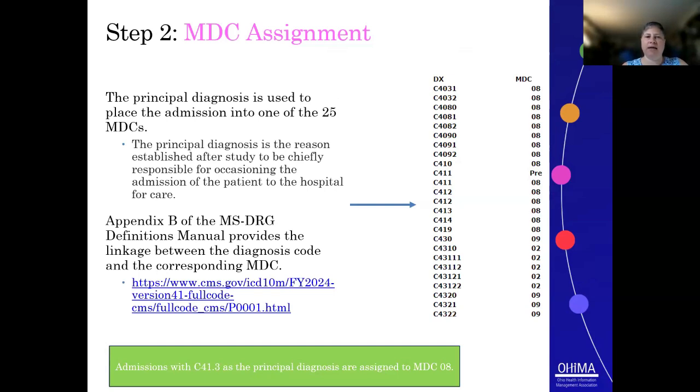Now, the principal diagnosis is used to place the admission in one of the 25 MDCs. And just as a reminder, the principal diagnosis is the reason established after study to be chiefly responsible for occasioning the admission of the patient to the hospital for care. So it's why really the patient had to go to the hospital for an acute care inpatient admission. Not necessarily the signs and symptoms, but the definitive diagnosis.